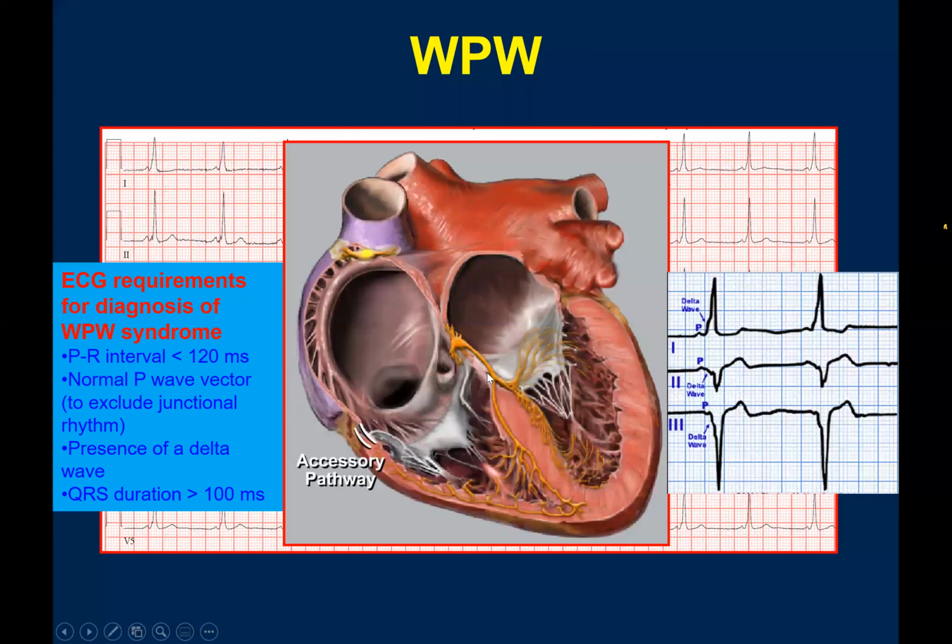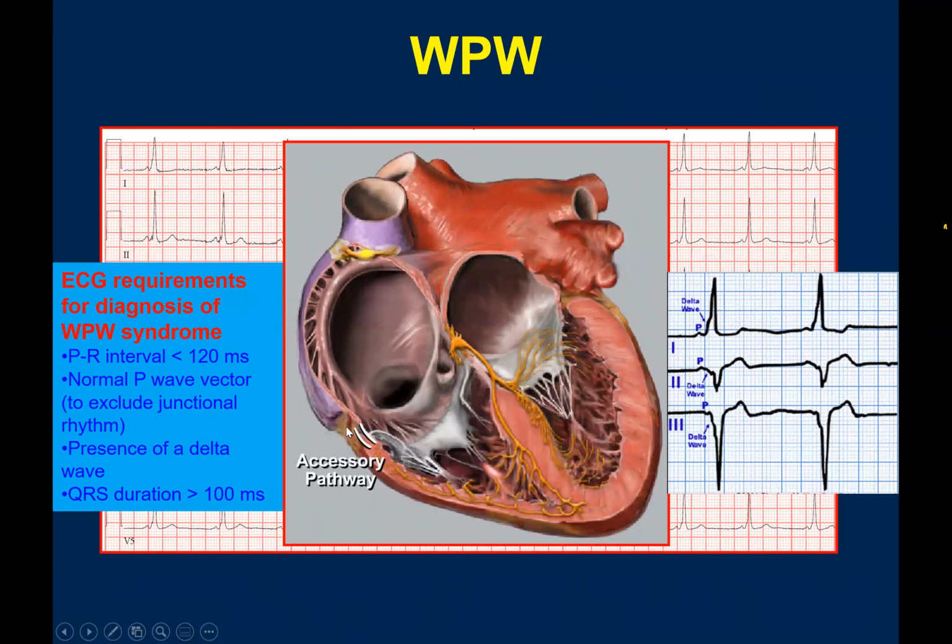Normally, the QRS complex is narrow because the impulse goes down from the AV node to the bundle of His, then the right and left bundles at the same time. So activation of the ventricle is very quick, and we have a QRS complex of less than 120 milliseconds.